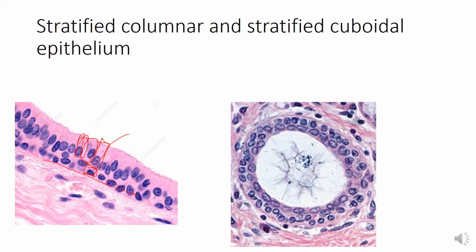Stratified cuboidal epithelium: you can see here two layers of cuboidal cells, and these are usually present in the ducts of the glands.